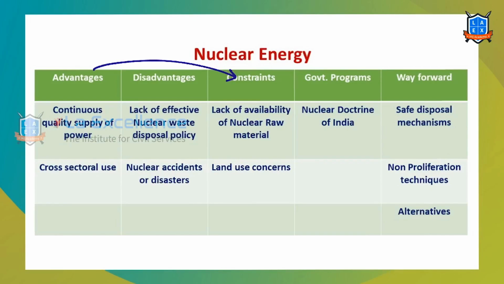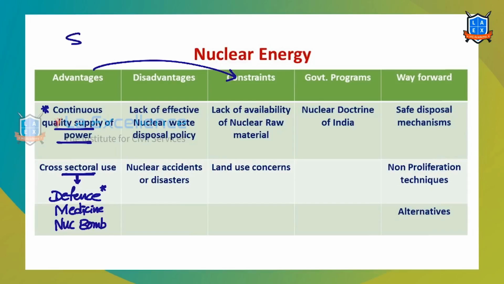Why do we use nuclear energy, by the way? Because it provides a continuous supply of the same quality power throughout, and it has cross-sectoral use. For example, we use nuclear energy in defense, such as nuclear submarines. We use it in medicine, where we need nuclear processed material. And to make nuclear bombs, we need a nuclear reactor. So it has cross-sectoral use and provides a continuous quality supply of power. Consider solar power: only during daytime it produces energy, but nuclear produces a continuous supply of power.